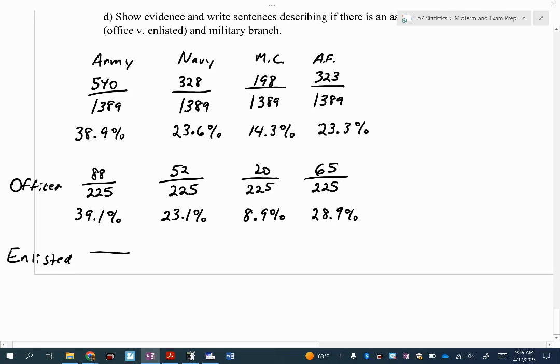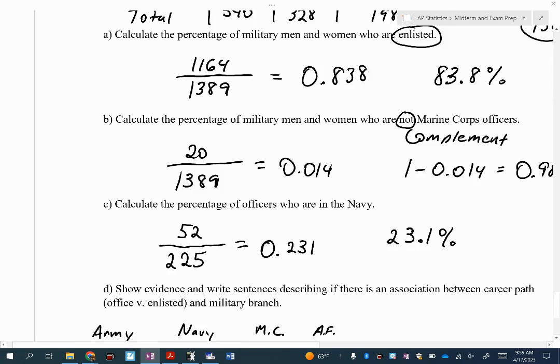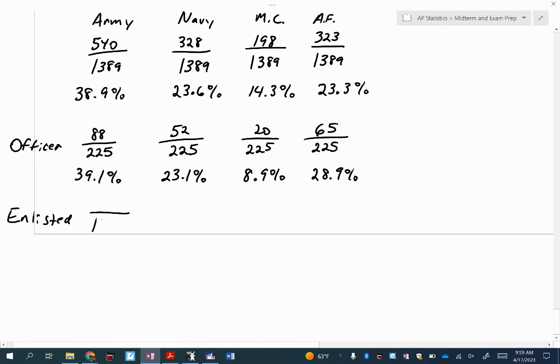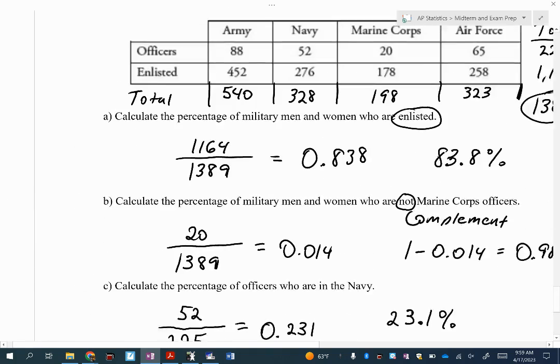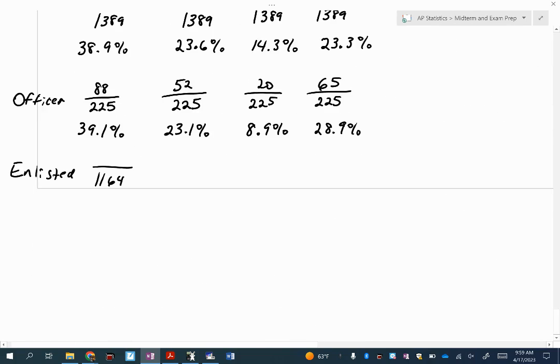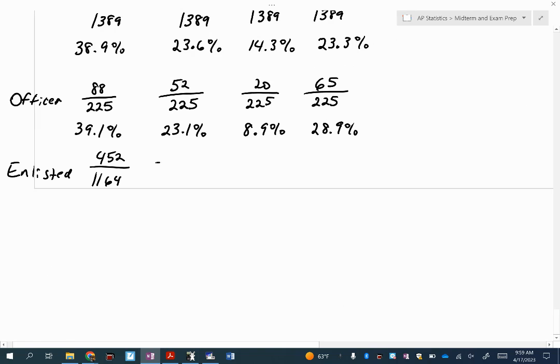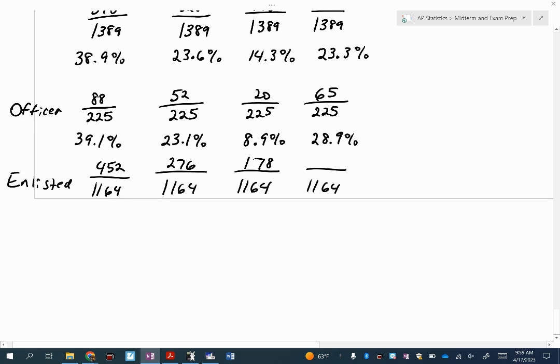All right, how many total enlisted? 1164. All right, and how many in the Navy? Or excuse me, let me start with the Army. How many of the Army? 452. Okay, Navy? 276. The Marine Corps? 178. And the last one was the Air Force. What was it, 250? 258. 250.